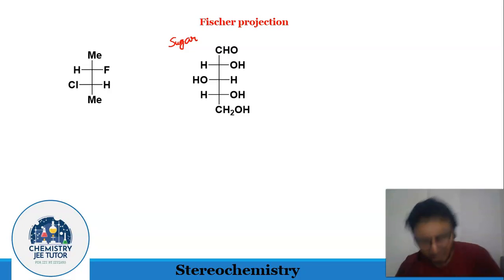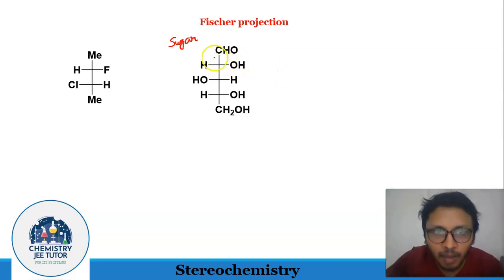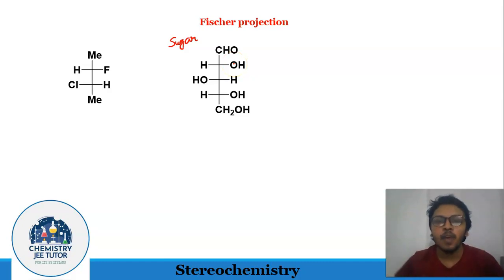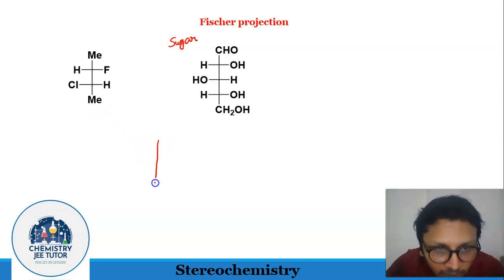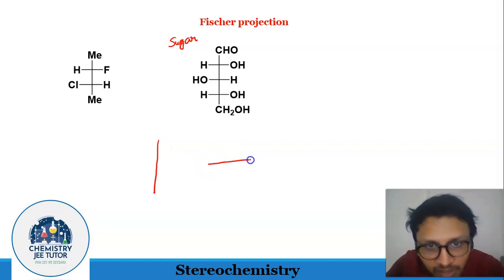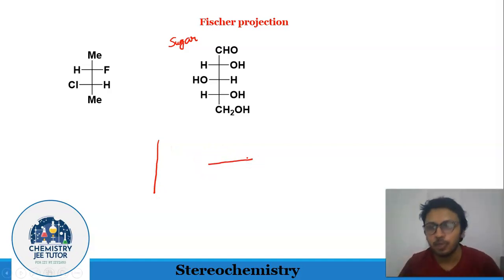Now, many books will say that, okay, this is above the plane, this is below the plane. Now, the vertical line is above the plane, the horizontal line is below the plane. I will not go into the intricate details because it makes you confused. I'll just say, look, there are two lines. There is a vertical straight line, there is a horizontal straight line. This is a Fischer projection.